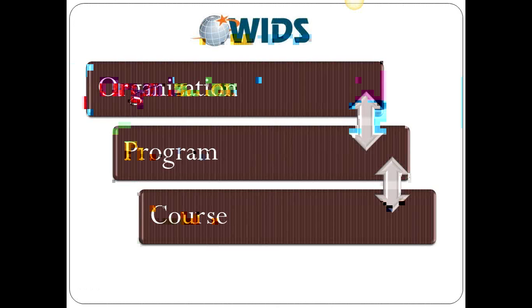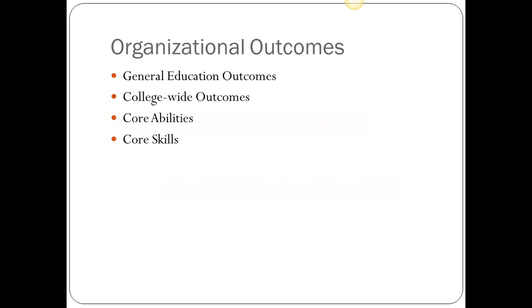Though the process for design is often linear in its approach, it really is very holistic. And in WIDS, you can start at the top by designing organizational outcomes, linking those to program outcomes that you've designed, and then linking the programs to the courses. Yet, once you've linked all of these pieces together, courses actually also link to organizational outcomes, which gives you a more holistic look at your curriculum. Let's look at organizational outcomes, starting at the top.